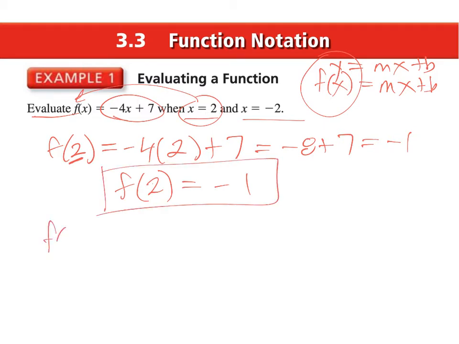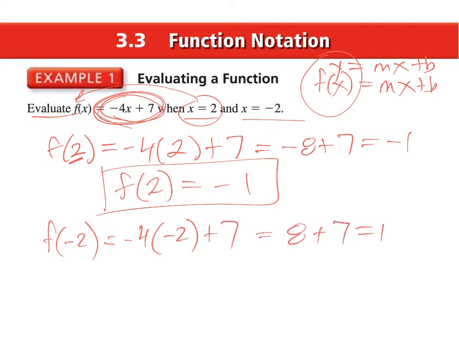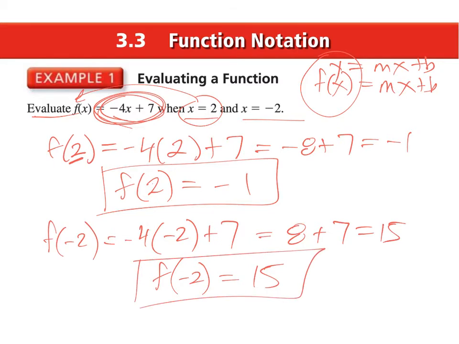Let's do the same thing with negative 2. So wherever I see x in the expression, I'm plugging in negative 2. Negative 4 times negative 2 plus 7. So I have 8 plus 7, which is 15. So the function evaluated at negative 2 is equal to 15. All right, that's all there is to it. Let's go on to the next example.